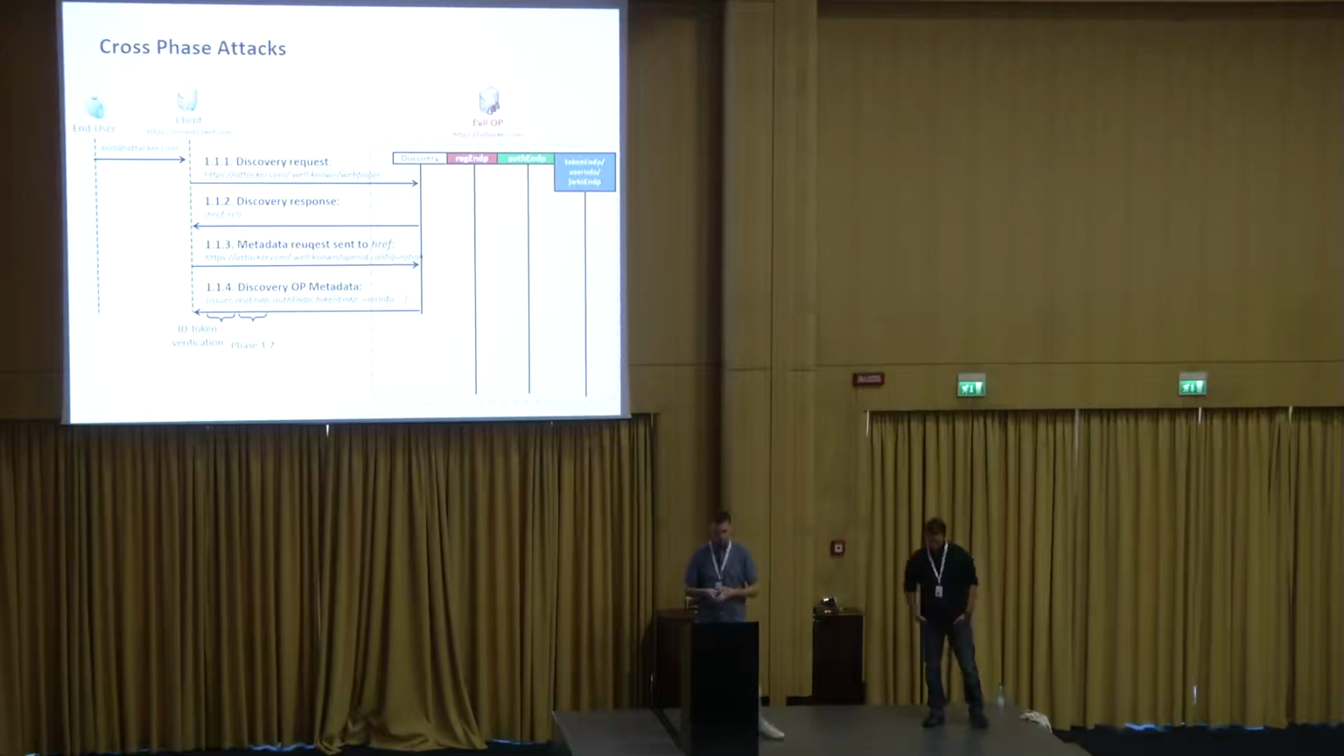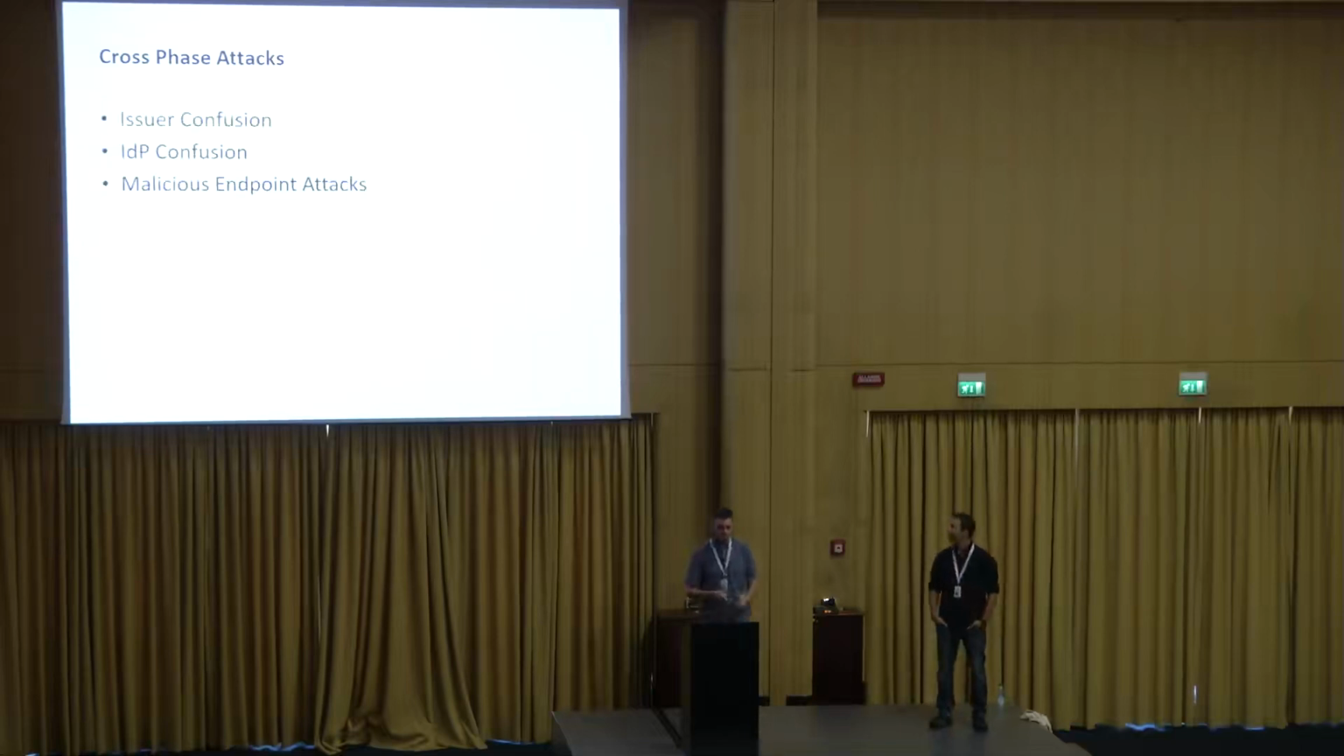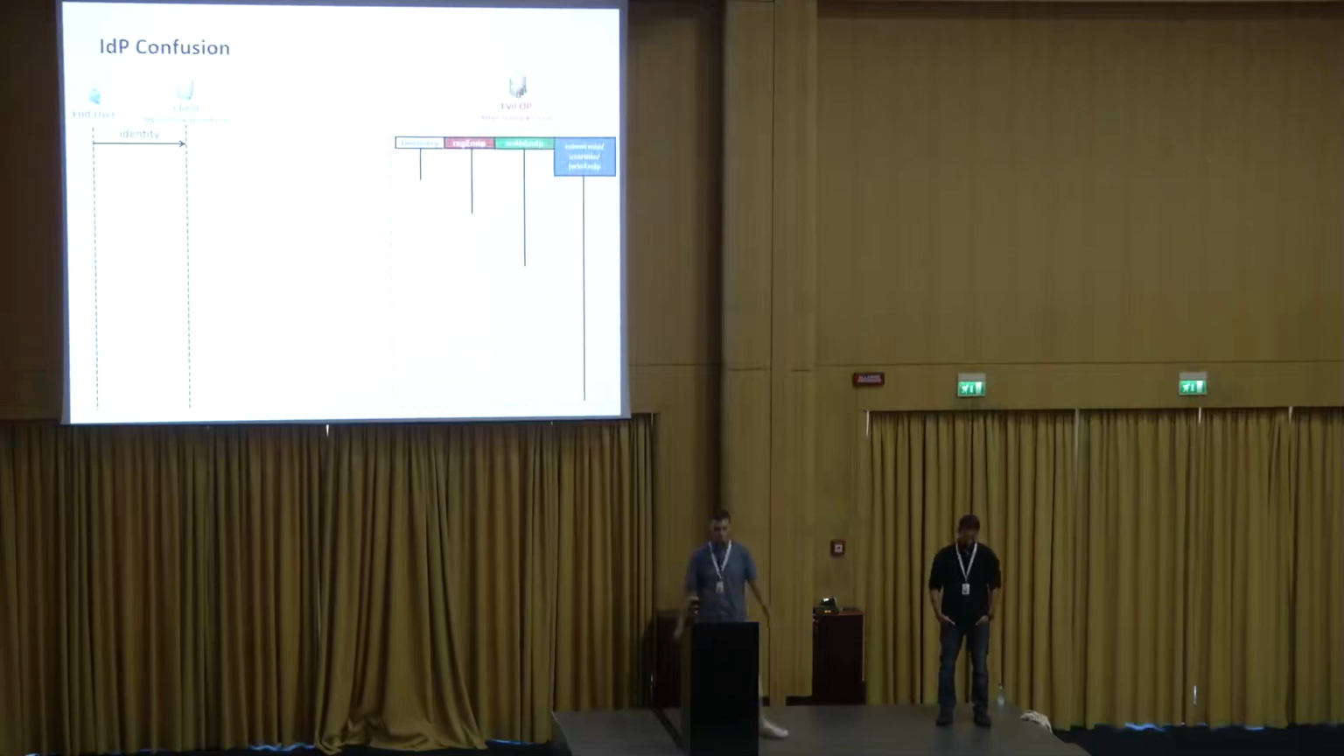Another thing is the endpoints. They influence the whole phase that will follow. So you can influence the whole protocol flow and do things. And we will now have a look at such an attack. So we have described 3 different kinds of cross-phase attacks. We have created some issuer confusion attack. I want to talk about it. I will have a look at the second one, the IDP confusion attack, which works as follows.